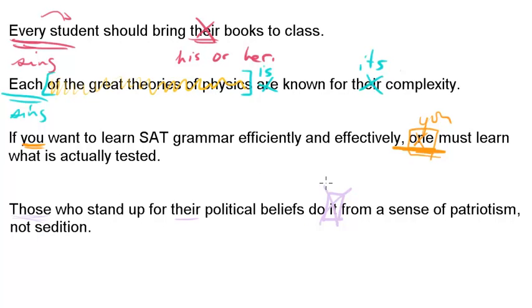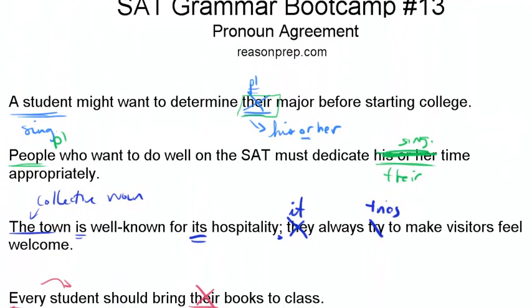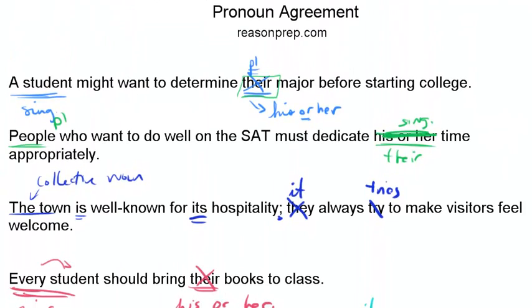So if we were to change it, we would change this to "so." "Those who stand up for their political beliefs do so from a sense of patriotism, not sedition." And this is kind of an idiomatic thing here as well. Again, you don't see this kind of error often, but if you ever see it underlined, just be very careful. Make sure it's actually standing in for something else. All right, so those were the major pronoun agreement errors. And next we're going to move on to a few more classes of pronoun errors that you might see, and then we're going to move on past pronouns into other topics.